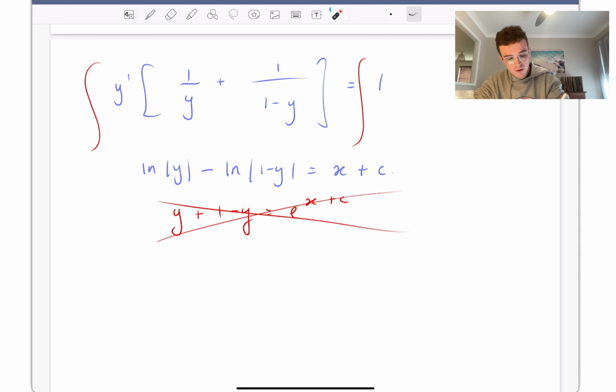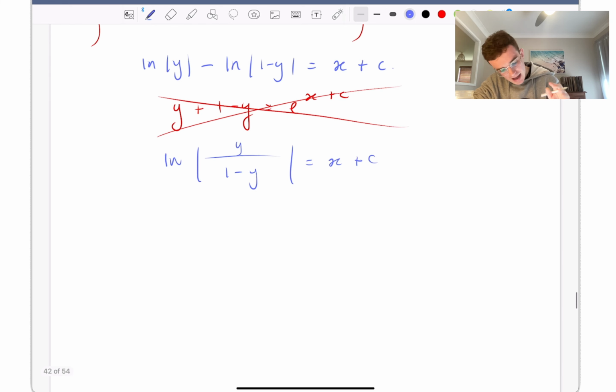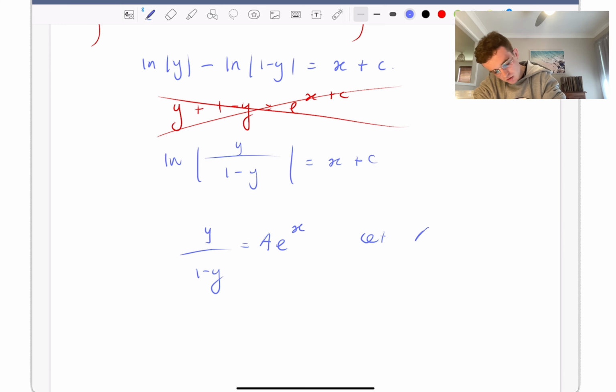That's because the differentiation of this is minus 1, which means for it to be in this form, we need a minus 1 on the top and then a minus 1 down here. So when we minus logarithms, that's the same as dividing. So ln of y on 1 minus y is equal to x plus c. Now we can take the e of both sides, so y on 1 minus y is equal to e to the x times a. We might say let a equal e to the c.